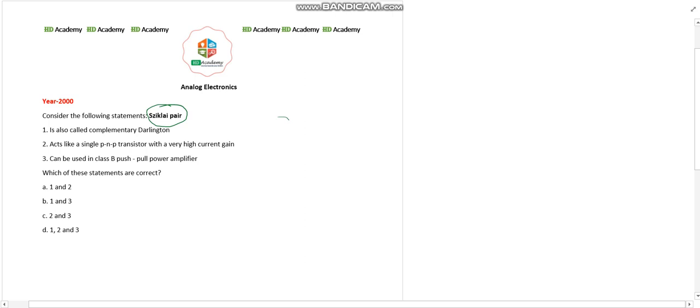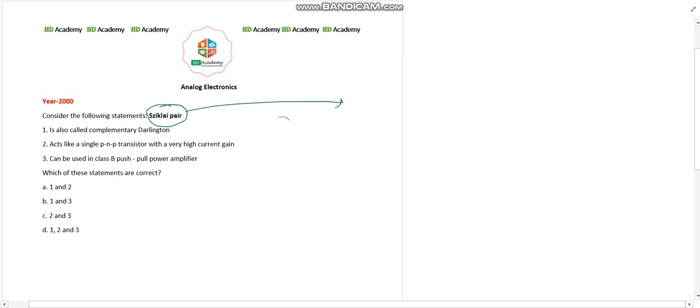Ziegler pair is called a complementary Darlington and acts like a single PNP transistor with very high current gain, and 3, it can be used as a class B push-pull amplifier. So Ziegler pair is one kind of complementary symmetry. Let's draw the circuit of the Ziegler pair.